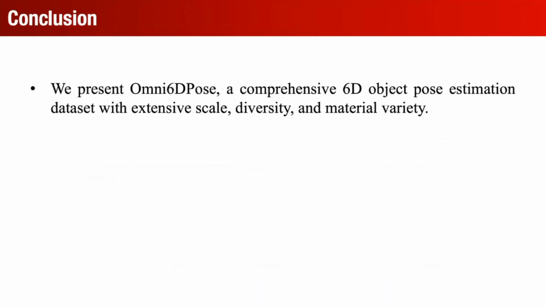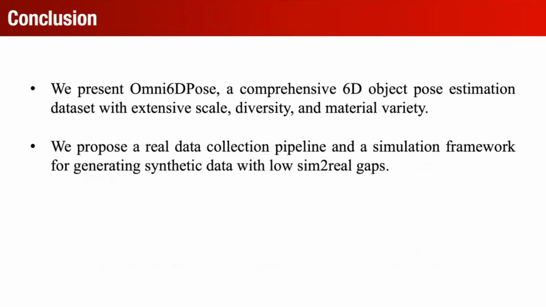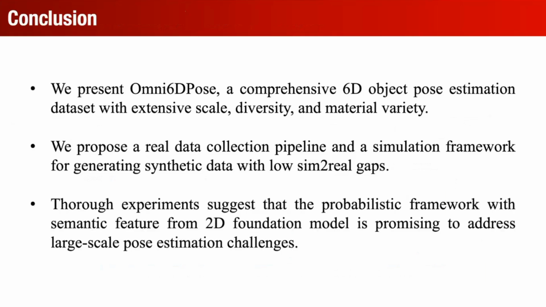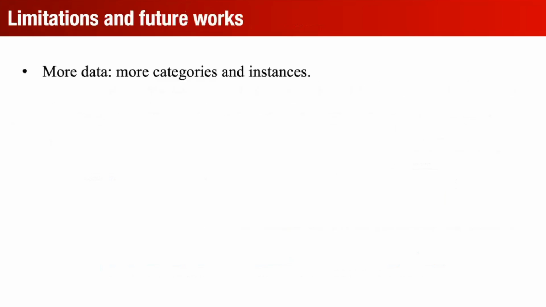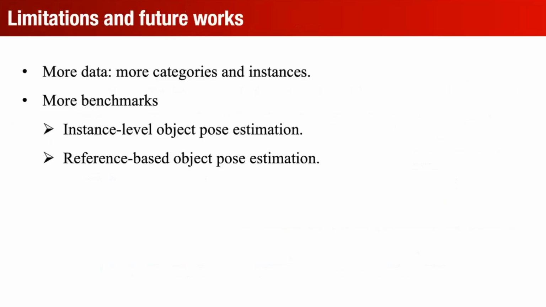As a conclusion, we present Omni6DPose, a comprehensive 6D object pose estimation dataset with extensive scale, diversity, and material variety. We also propose a real data collection pipeline and a simulation framework for generating synthetic data with low sim-to-real gaps. Moreover, thorough experiments suggest that the probabilistic framework with semantic features from a 2D foundation model is promising to address large-scale pose estimation challenges. For future works, extra categories and instances are expected to be added into our datasets.